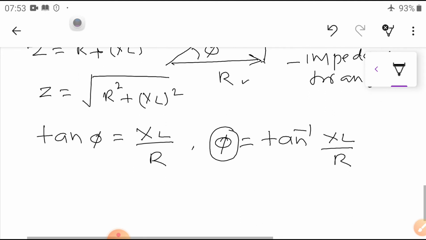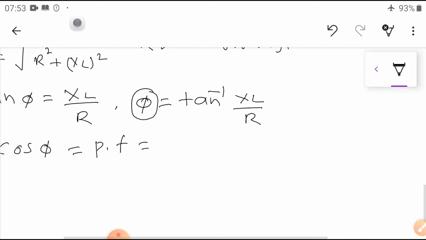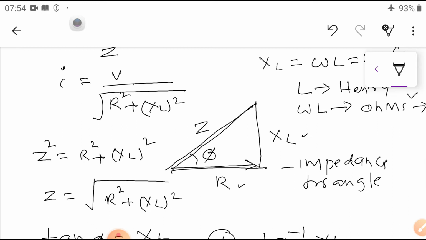So I can know the phi. If you know the phi, I can calculate cos phi. So cos of this value gives the power factor. Cos phi is equal to power factor. Or from this one, what is cos phi? R by Z, directly I will get. So here R by Z, R is the resistance, Z is the impedance. From that, I can calculate the current value here. Okay. So what is the current value?